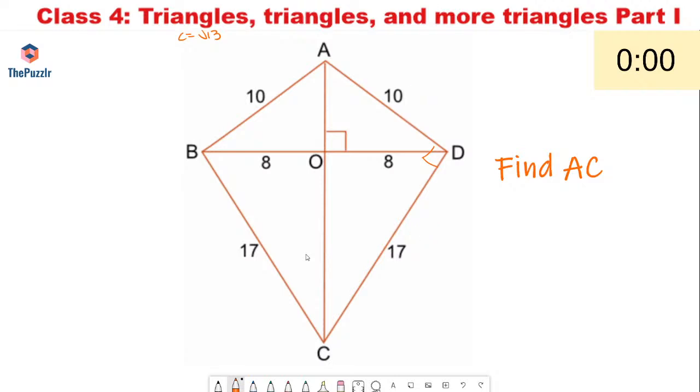Let's see, what else can we do? Well, notice that AC is equal to AO plus OC. AO is this part right here. Well, AO is part of a lot of right triangles, or maybe not a lot, but at least 2 right triangles, right? AOD is a right triangle. This side is 10. And what else do we have? This other side is also 8.